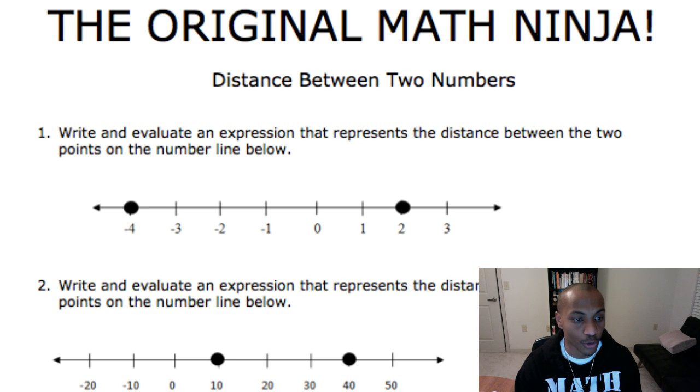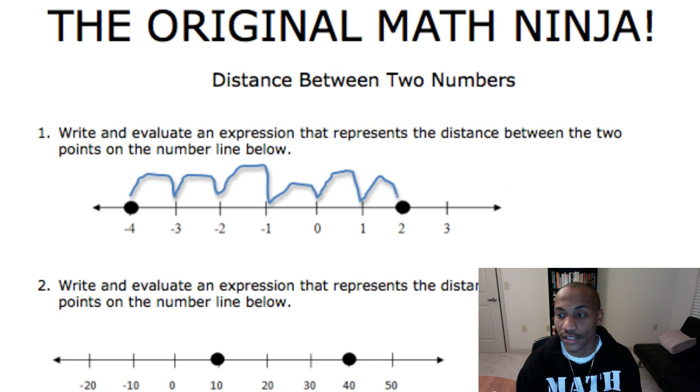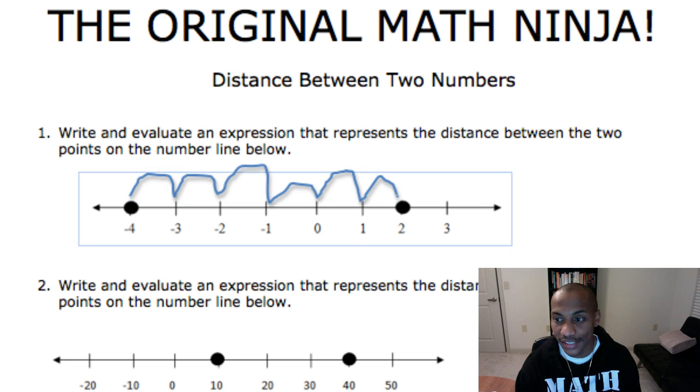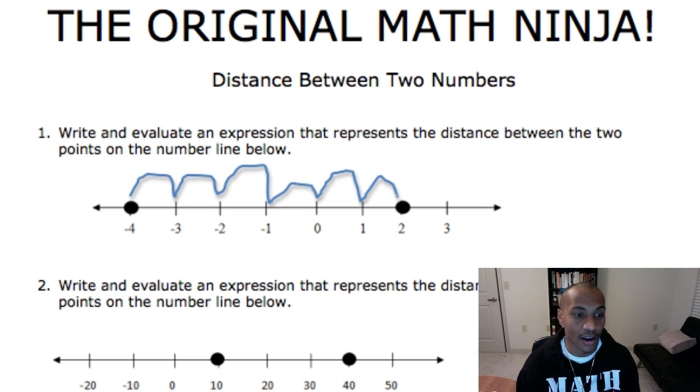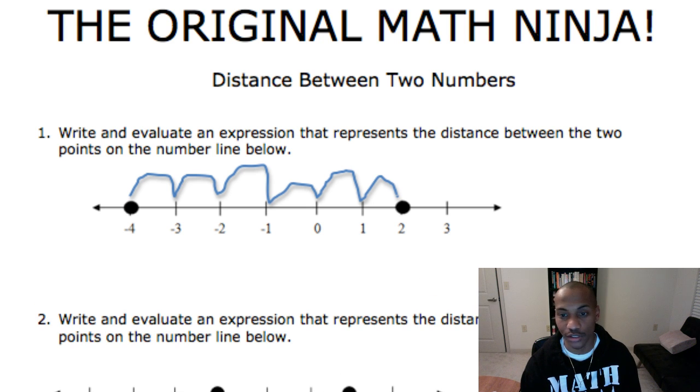So I'm going to count 1, 2, 3, 4, 5, 6, just like that. So I went ahead and counted 1, 2, 3, 4, 5, 6 spaces between -4 and 2. Now let's write an expression to really see how we can solve this problem.